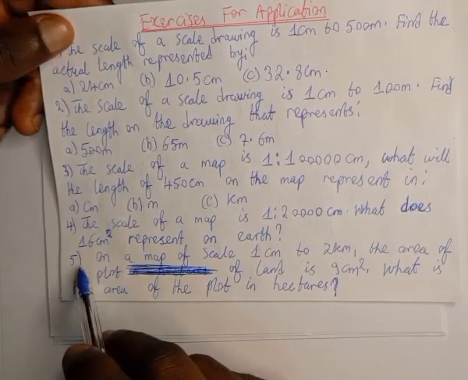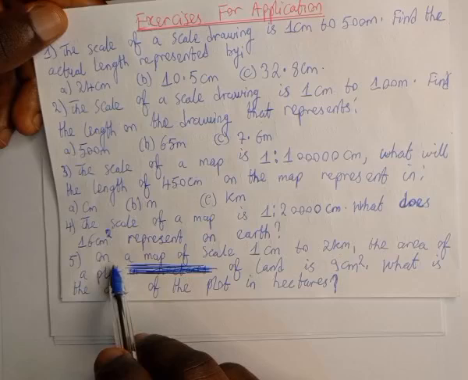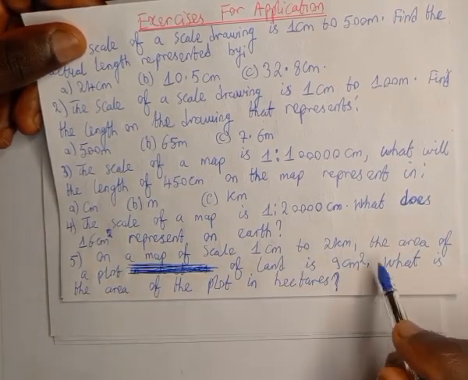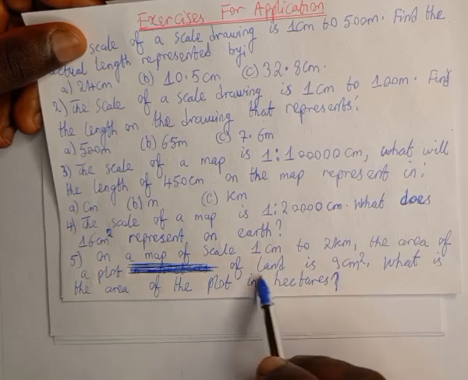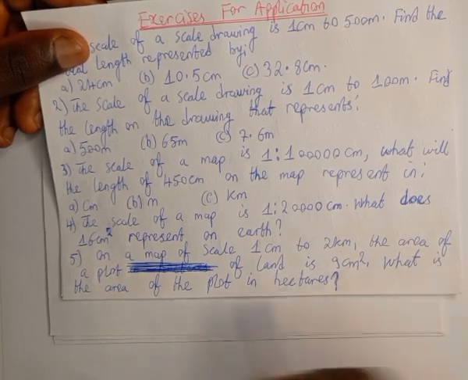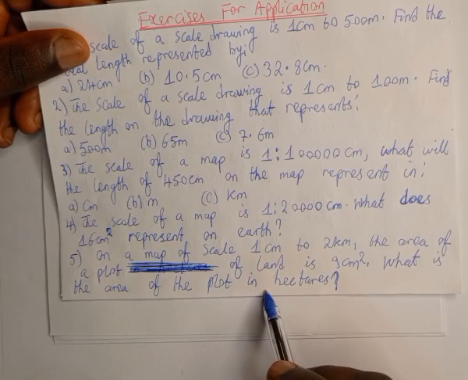We go now to question 5. On a map of scale 1 centimeter to 2 kilometers, the area of a plot of land is 9 centimeters squared. What is the area of the plot in hectares? We answer this question. Question 5.